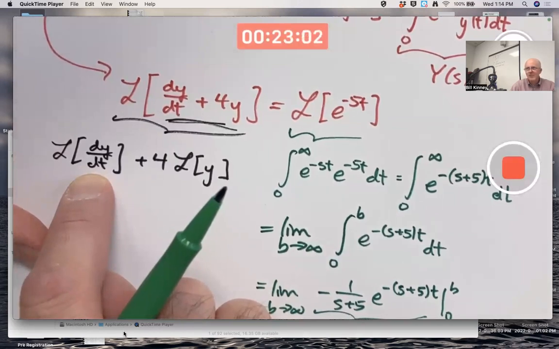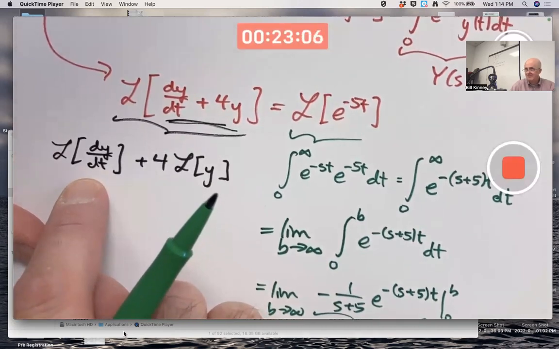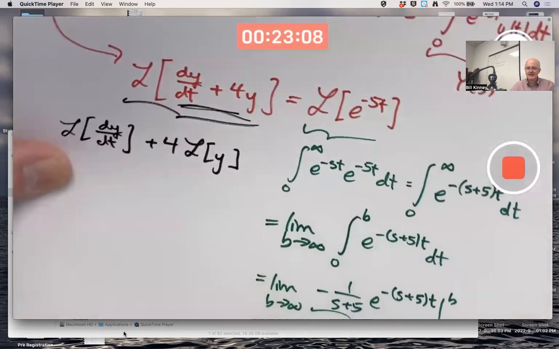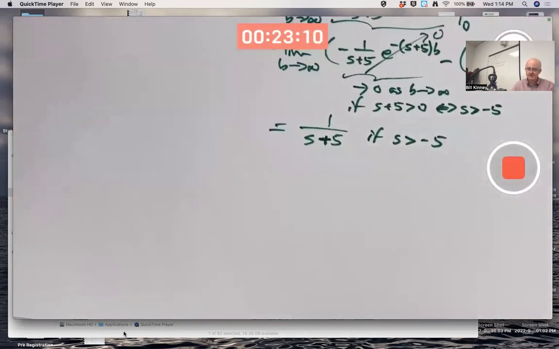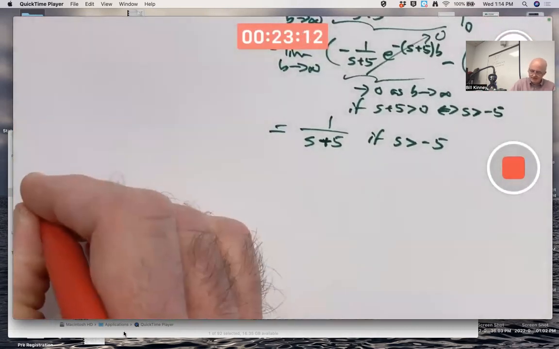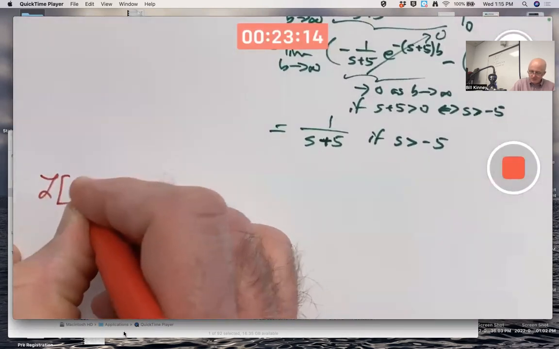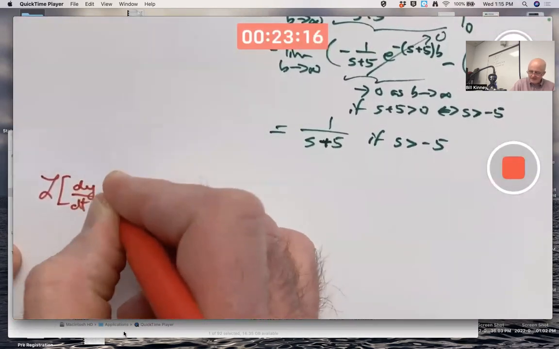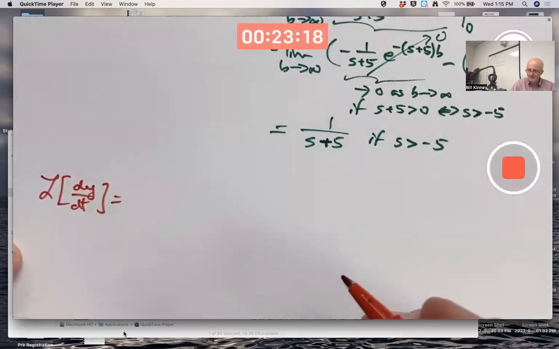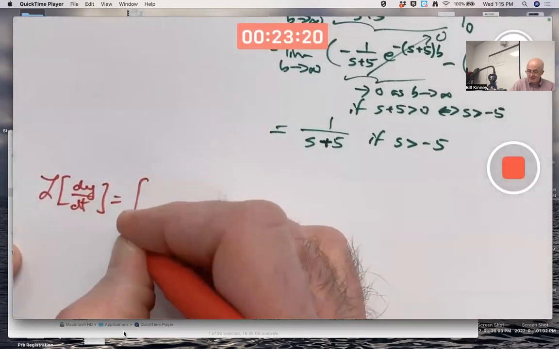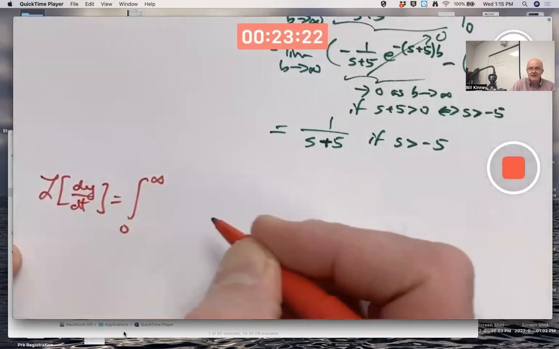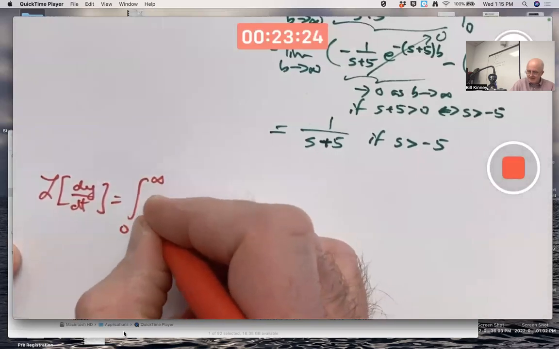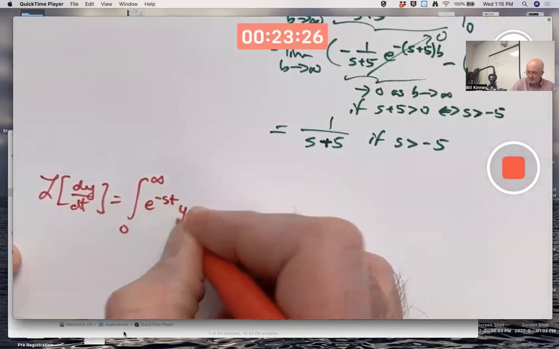Well, that doesn't completely throw a wrench into things. We can deal with that. Let's do a little side calculation at the bottom of the paper here. What is L of dy dt? Well, by definition, I guess it's the improper integral from 0 to infinity of e to the negative st times y prime of t dt.